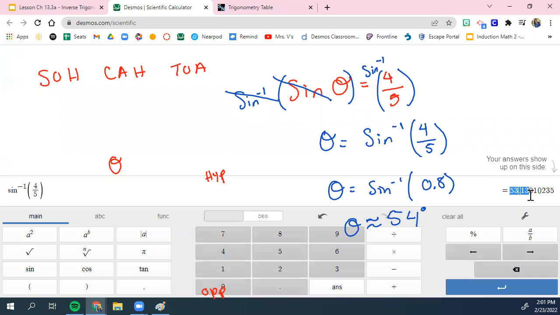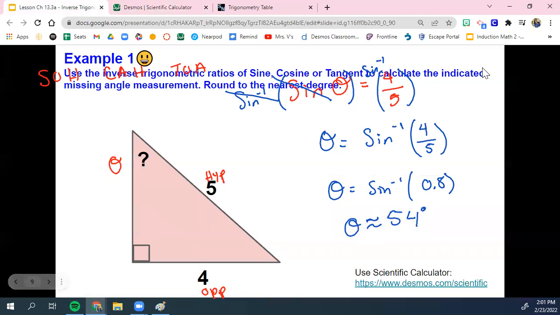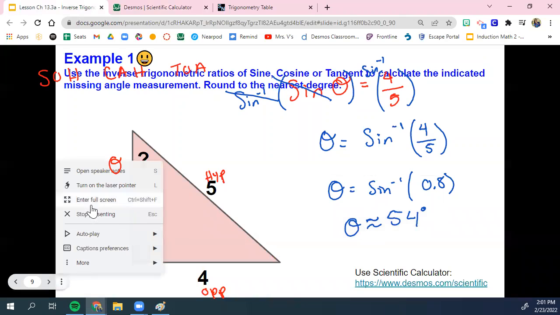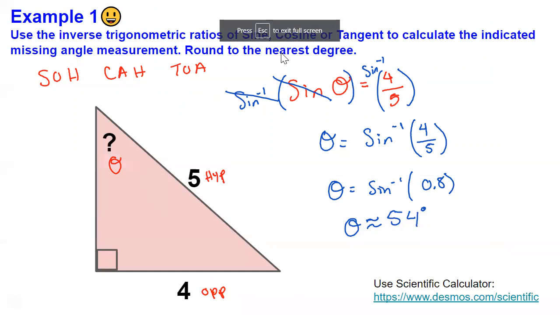53.13. So it would be more accurate over here. It would be 53.13. So let me go ahead and see. It has to be rounded up to our nearest degree. So it would be again 54 degrees.